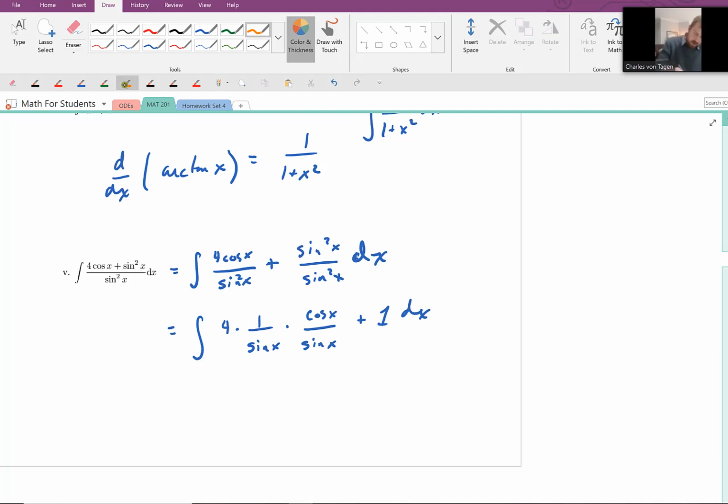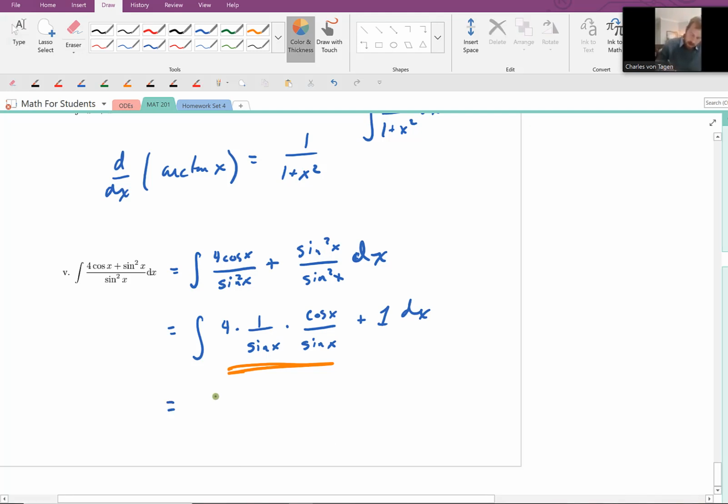So folks, do double check, make sure that this makes sense to you. If you don't believe me, go ahead and multiply out your numerators. You'll have 4 cosine x. Multiply out your denominators, you'd have sine squared of x. So that's how we could rewrite this problem. Why am I doing it that way? Because I'm trying to put it in terms of my elementary antiderivative rules.